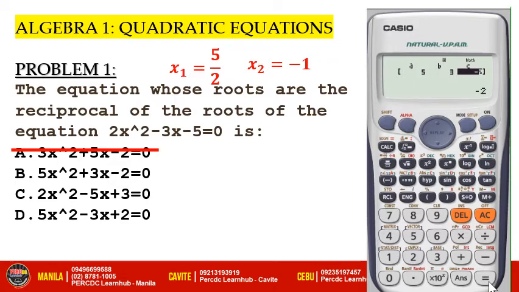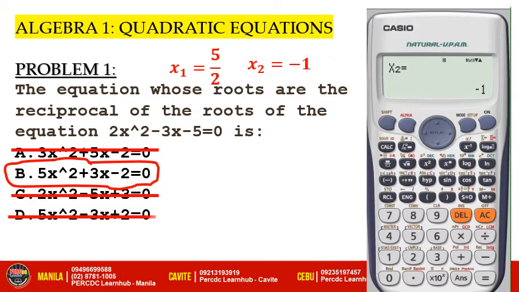So let's press equal. So the roots of the quadratic equation na nasa letter B ay 2/5 and -1. And it means yung roots niya ay reciprocal ng roots ng given quadratic equation. So therefore, the correct answer here is letter B. So no need na po para isolve si C at saka si D kasi nakuha na natin yung correct answer. Okay, so the correct answer here is letter B.